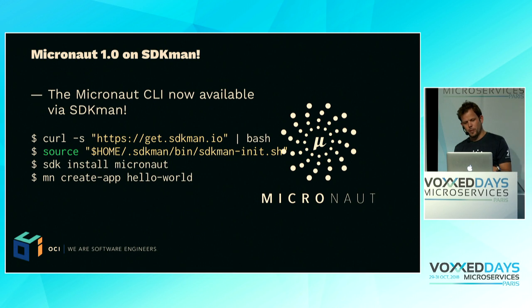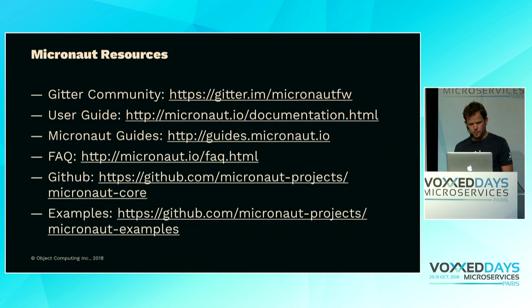So Micronaut 1.0 is out. It's available on SDKMAN. With the CLI, you can install Micronaut with sdk install micronaut. It's also available on Homebrew, if you prefer Homebrew. The CLI is not necessary to use Micronaut, but it's nice because you can just create projects, and it's a bit of a convenience feature. Micronaut is just a standard Maven or Gradle build.